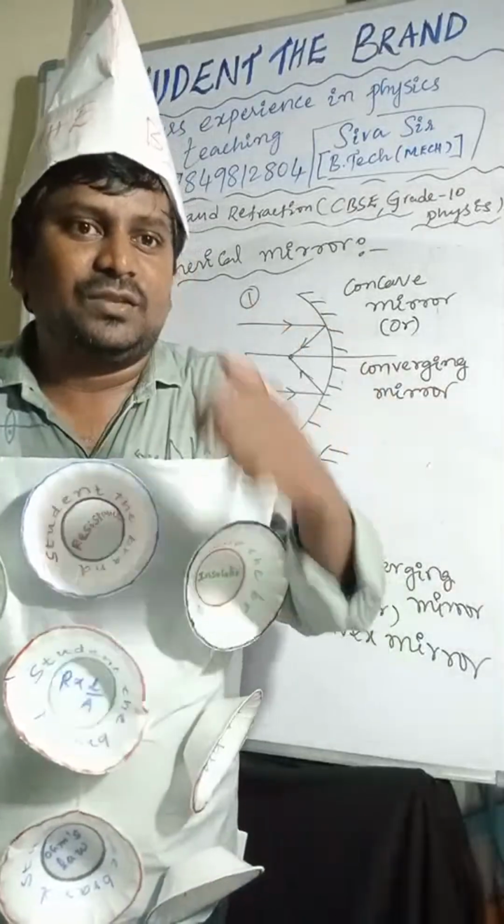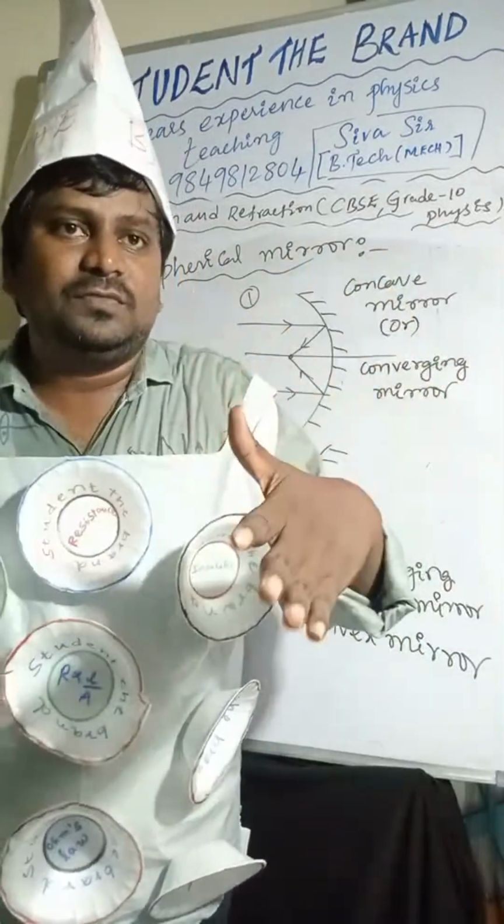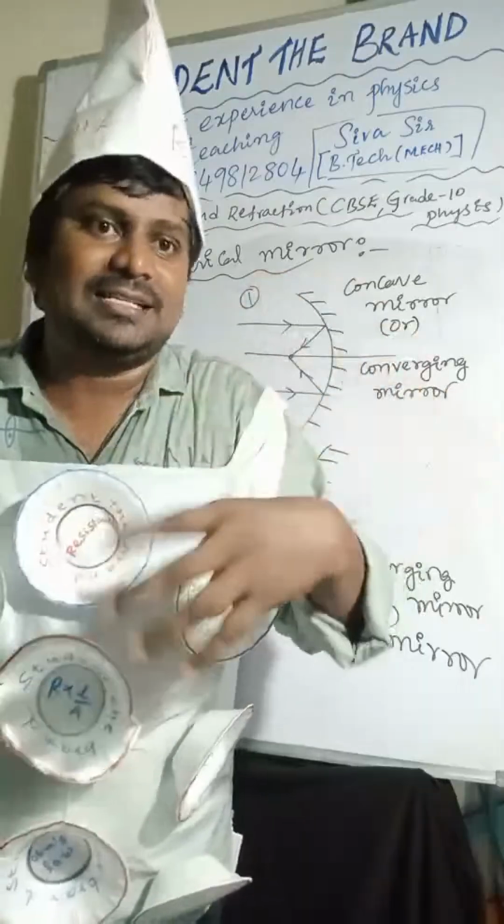So electricity. First one, electric current, the rate of flow of charge. Sorry for the interruption. One student asked about electricity.